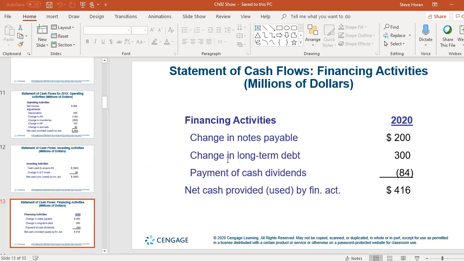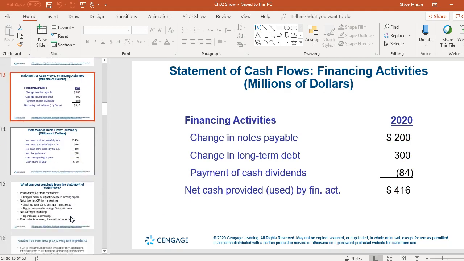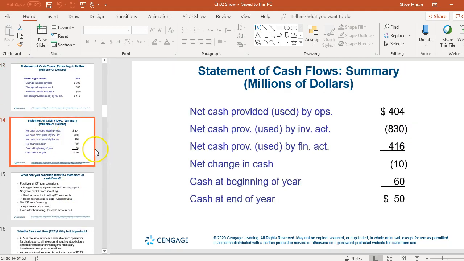Then we have the financing, and this represents money borrowed or money paid back. And so we were a net borrower. We borrowed $500 million, and we did pay some dividends, so that's a deduction here. So net cash provided by financing is positive because we borrowed money. And we borrowed money so that we could invest in property, plant, and equipment.